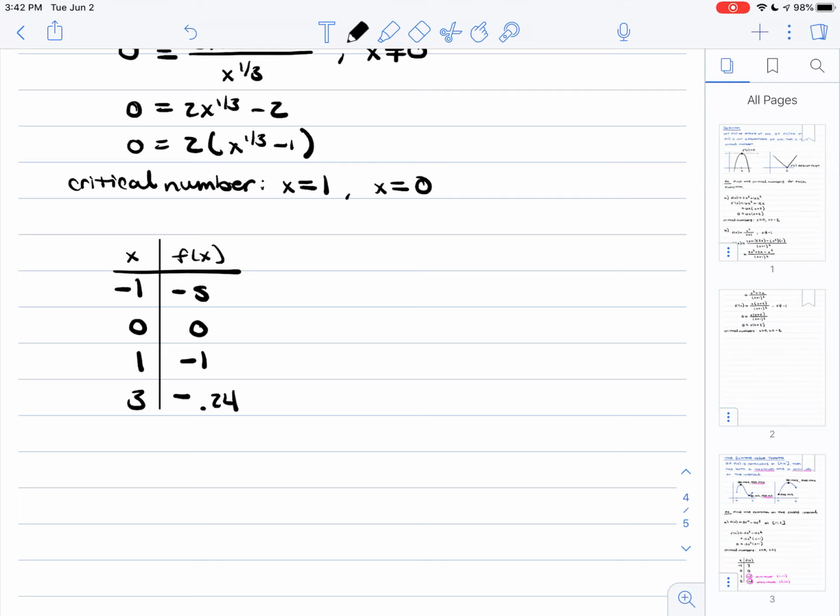All right, so then based off of this, we can pick our minimum value and our maximum value. So the biggest number in this case is 0. That puts our maximum at the point 0, 0. And our minimum value, our lowest number, is the -5, which puts our minimum at the point -1, -5.